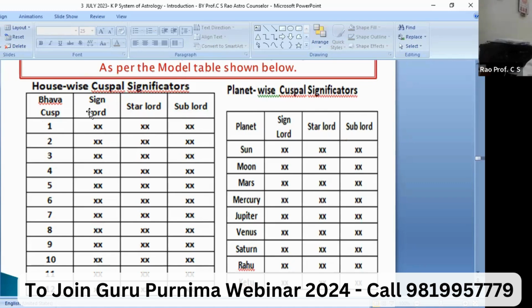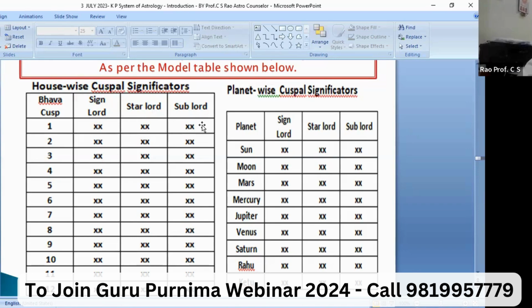Each cusp has a sign lord, a star lord, and a sublord. So here you have to put the sign lord. If it is Aries, it means Mars. If the second cusp is Taurus, it means Venus. Like that, the star lords continue as per the sign lord. Then, what is the star? In which star is it, whether in Aswini, Bharani, or Kritika. As per that, the star lord changes.